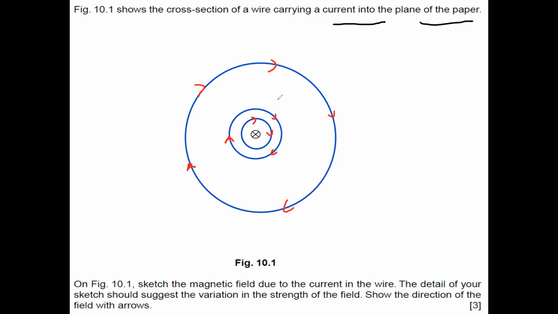So how do you score the 3 marks? 1 mark is for drawing the circles. 1 mark is for showing the spacing: near the wire, it is close, and away from the wire there is larger spacing. And 1 mark is for the direction.